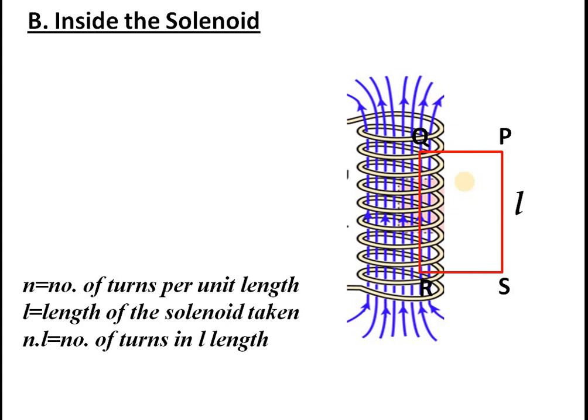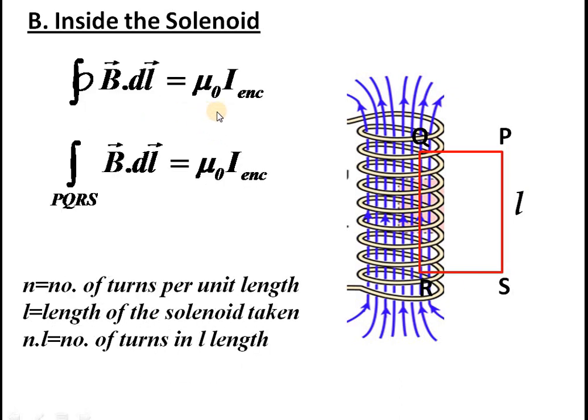Next, let's take a point inside the solenoid. That means any point inside. So we again have a closed path PQRS with the same length L. What happens to the magnetic field? We have Ampere's circuital theorem, and for Ampere's circuital theorem, the closed path here is PQRS.